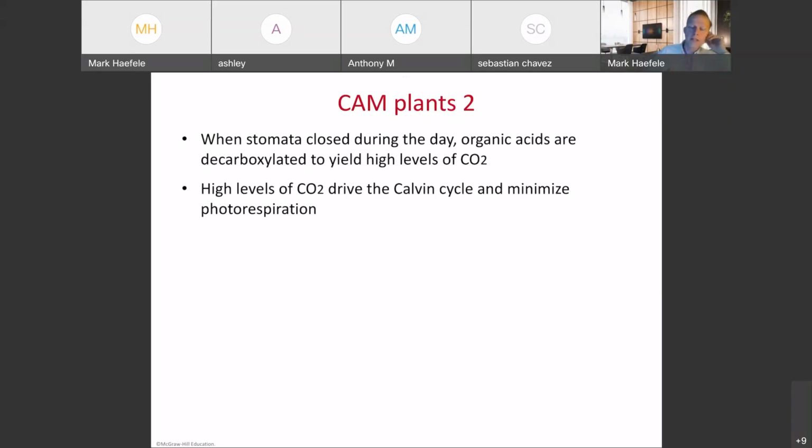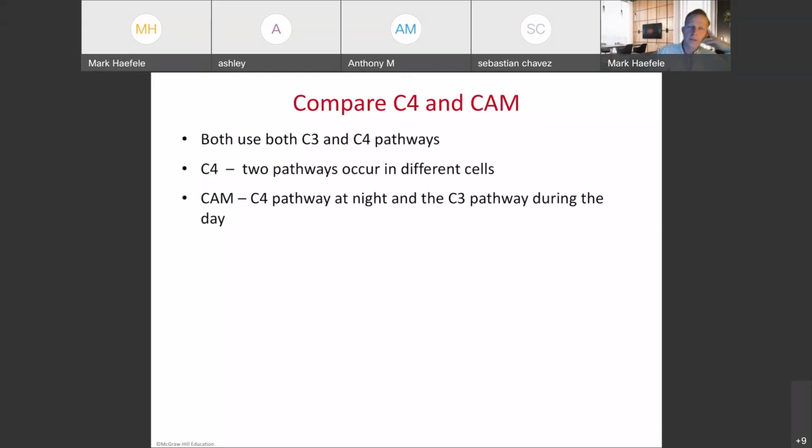And so you have these high levels of stored CO2 that have been converted or fixed in this system. And then you use that in the Calvin cycle throughout the day. As a result, you eliminate that photorespiration. You can have your stomata closed during the day, save your water, and you can still do everything you need to do.